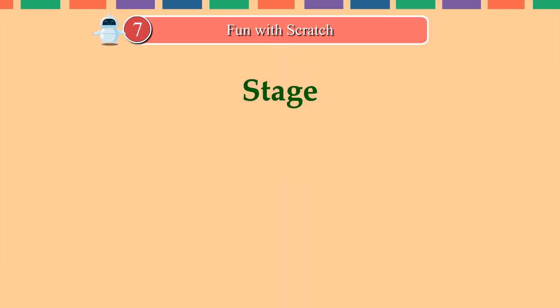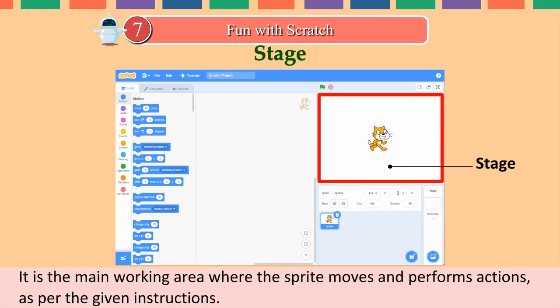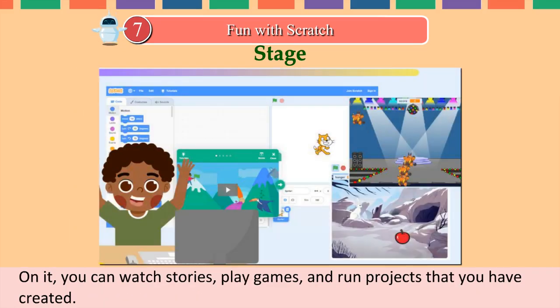Stage. It is similar to a stage in a play where everything takes place. It is the main working area where the sprite moves and performs actions as per the given instructions. On it, you can watch stories, play games, and run projects that you have created.